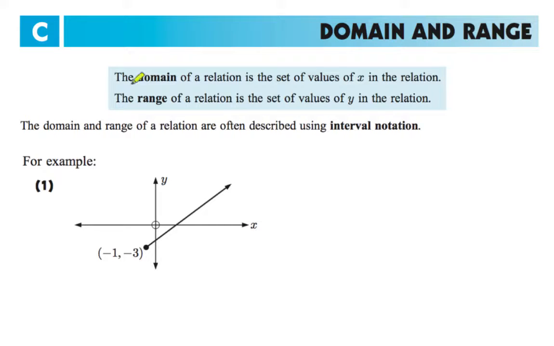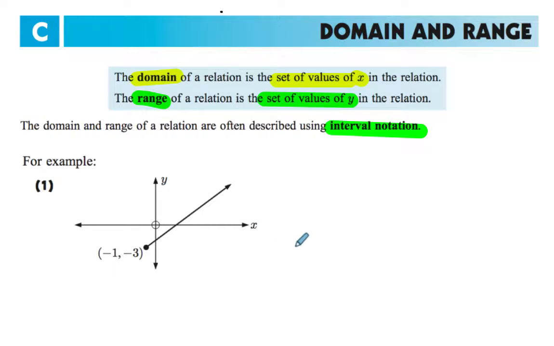Section C, Domain and Range. In today's video, we're going to learn how to identify the domain and range of relations. So the domain of a relation is the set of all the x values in the relation, whereas the range is the set of all the y values. To help us identify the domain and range of a relation, we're going to use something called interval notation.